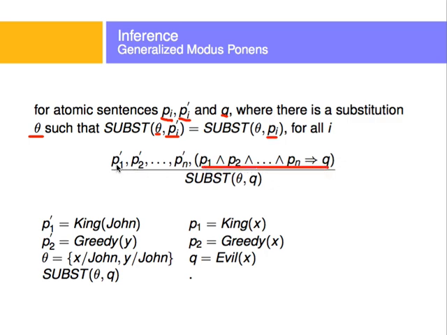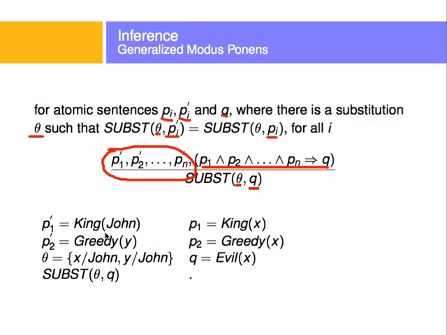If we can find a substitution that works for these, remember these are the same predicates as these ones here, okay? They just have different values in them. One has John, the other one has X, right? If we can find a substitution that works for all the predicates in my knowledge base that are involved in an implication to a conclusion, then I can substitute that theta, all the substitutions that worked, in the conclusion.